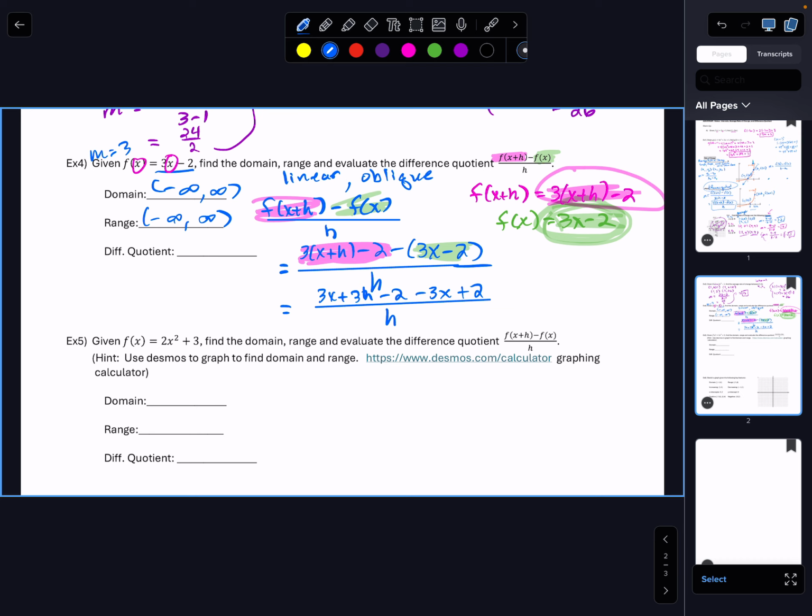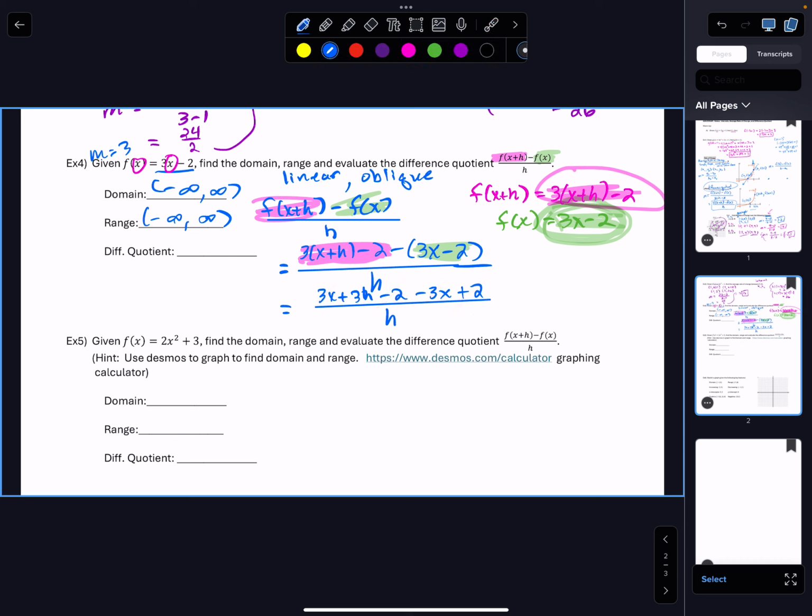Now some things cancel. This 2 is going to cancel out this negative 2. This minus 3x is going to cancel out this positive 3x. And the only thing left is going to be 3h.